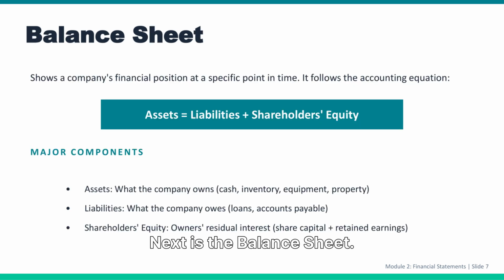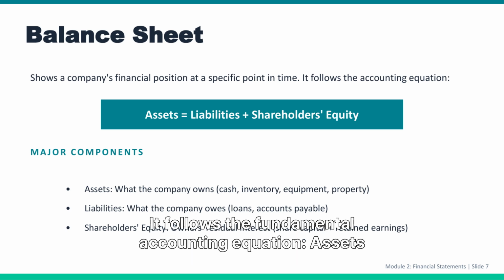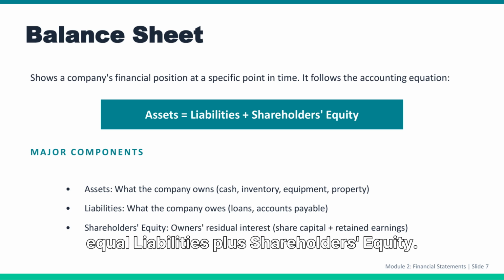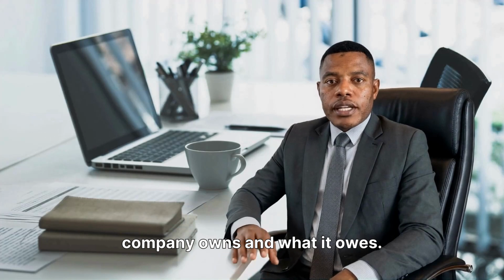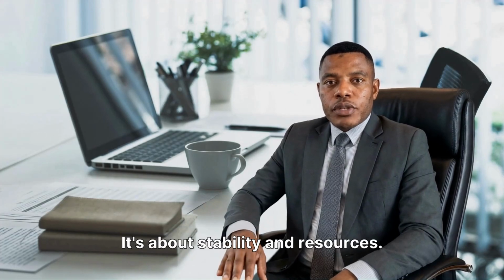Next is the balance sheet. This is a snapshot in time. It follows the fundamental accounting equation: assets equal liabilities plus shareholders' equity. The balance sheet tells us what a company owns and what it owes. It's about stability and resources.